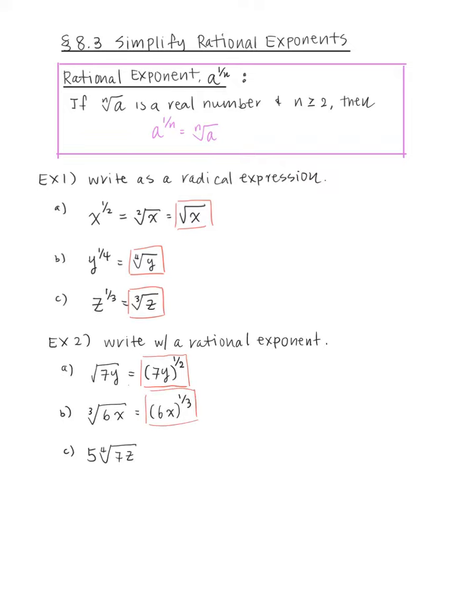The next one, 5 times the 4th root of 7z. I tried to throw you off by putting the 5 on the front, but that does not matter. Just leave the 5 alone. What we need to do now is translate the 4th root into a fractional exponent. So we have 7z, and since you're given the 4th root, we get 1/4. Please note that the 1/4 is attached to the whole quantity 7z, but not to the 5. So I'm just going to box that.